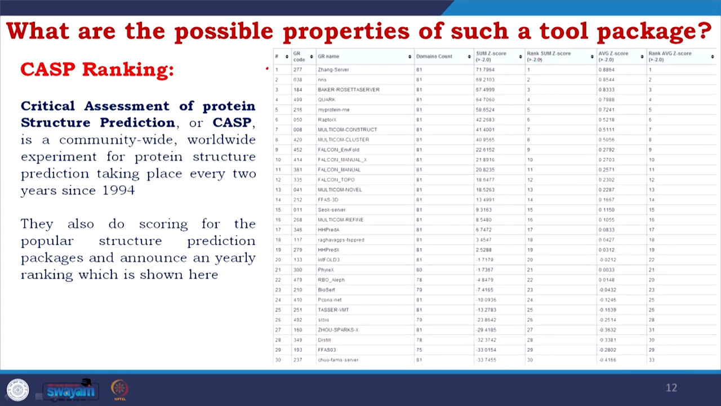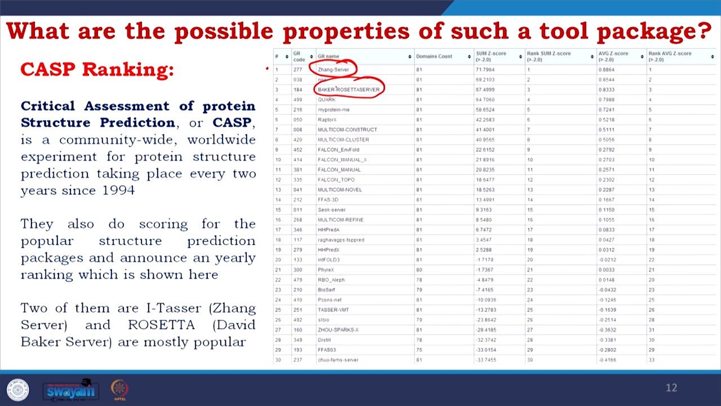You see the Zhang server is coming first, and you will see Baker, I just talked about David Baker, the Rosetta server. These are two very popular packages. The Zhang server is also popularly named I-TASSER, and the David Baker server is also popularly named Rosetta. They are the most popular. So, to understand de novo protein designing, you have to understand that.